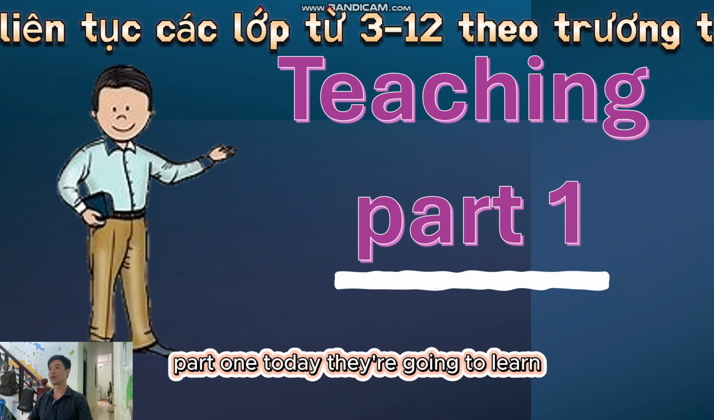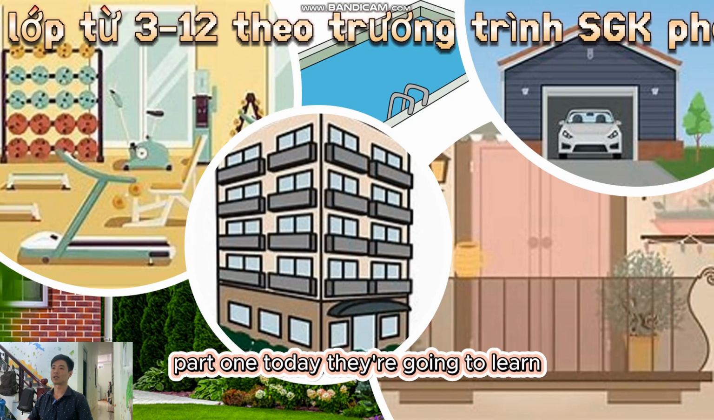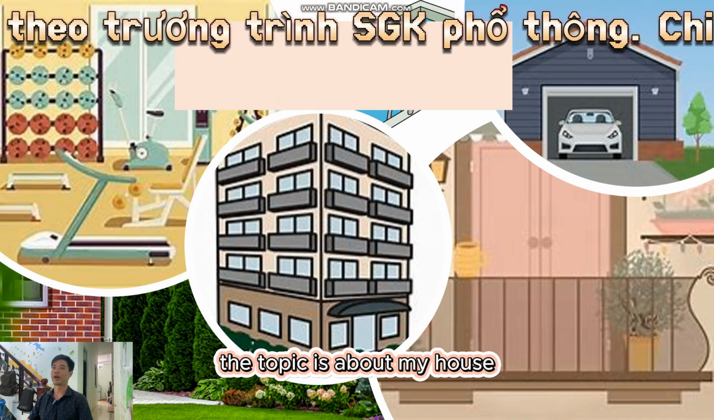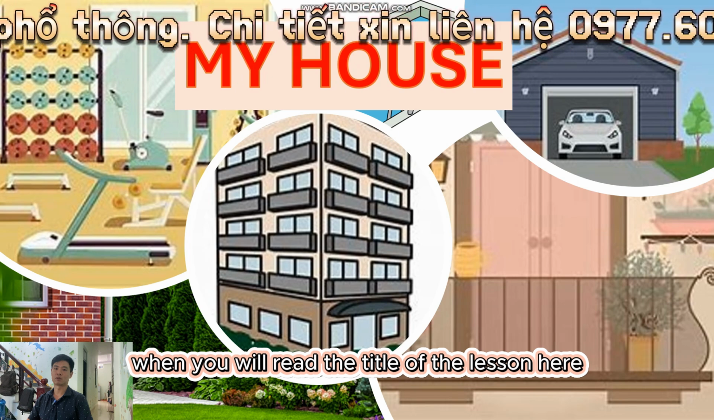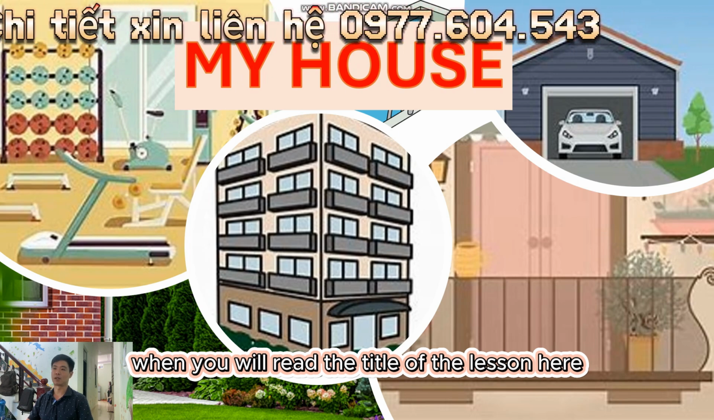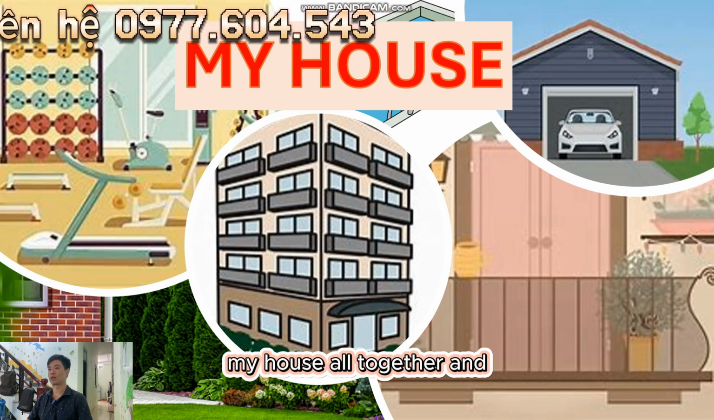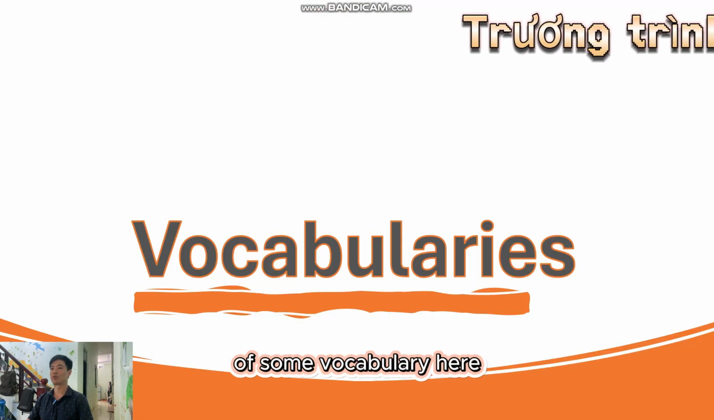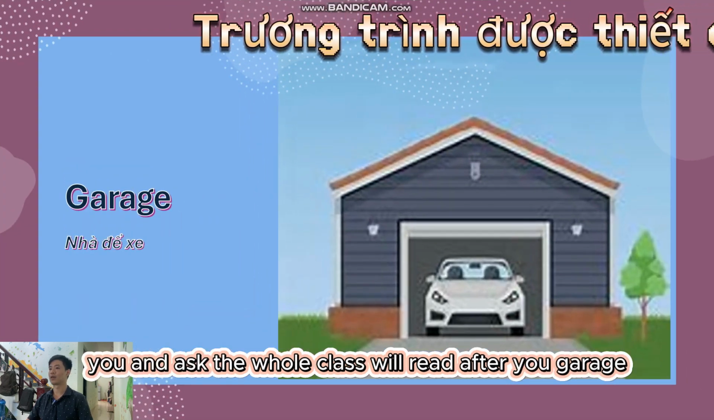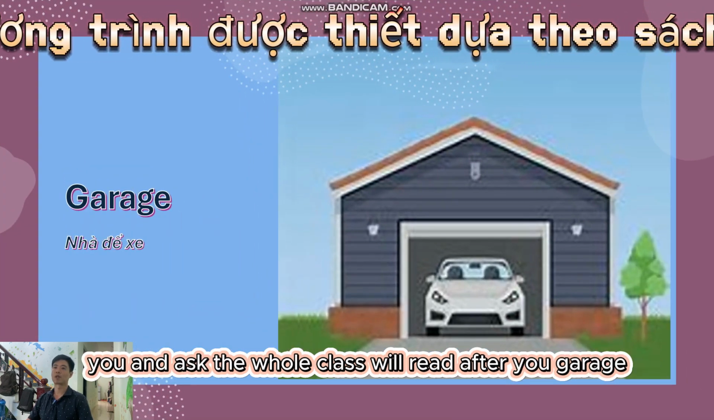With teaching part 1, today they're going to learn the topic about my house. You can ask the students to read the title of the lesson, my house, all together. Then we come to the vocabulary. With the vocabulary here, you ask the whole class to read after you.